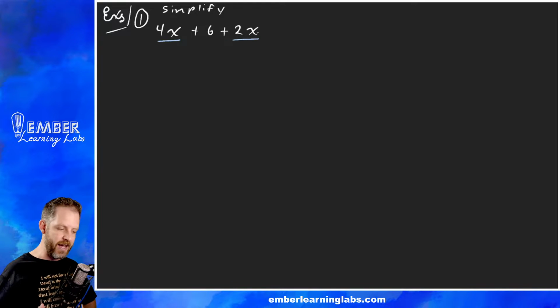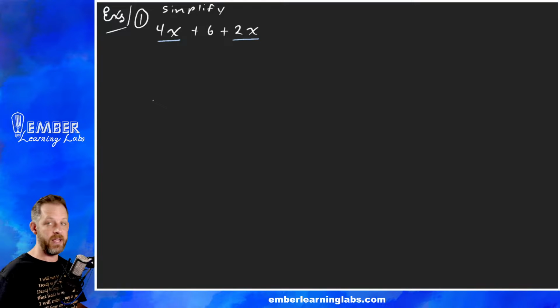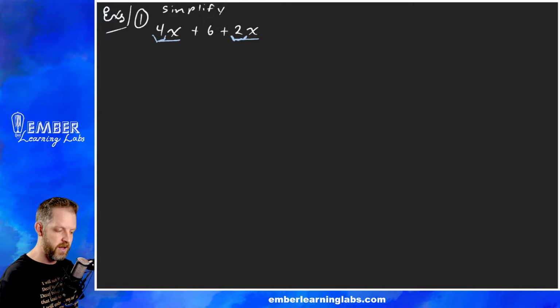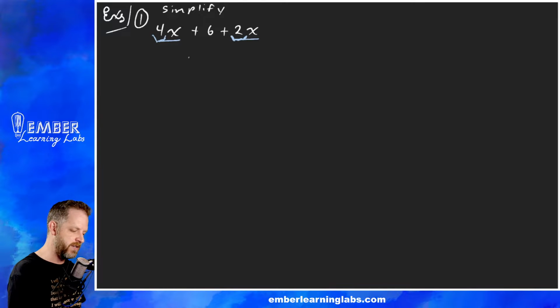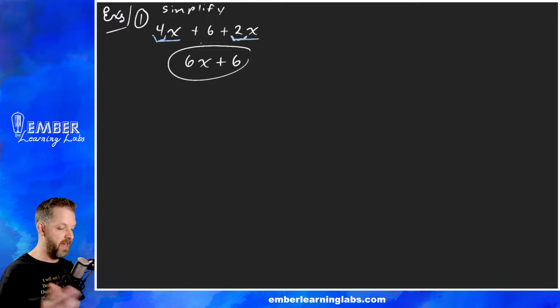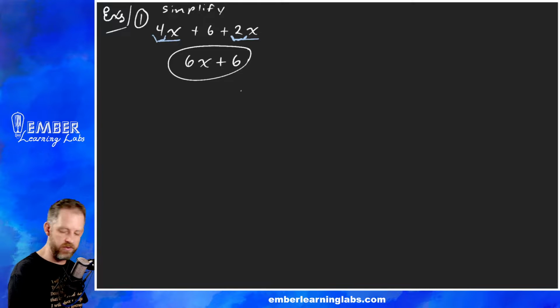In order to combine like terms, all we do is add the coefficients. If you don't remember or didn't know to begin with, the coefficients are those numbers in front of the variable, so that 4 and the 2. All we have to do to combine these like terms is do 4 plus 2. So 4x plus 2x is 6x. And this 6 that we haven't touched, we're going to bring it down. We bring down what we haven't touched, so bring down plus 6. That's easy peasy, right? No big deal at all.